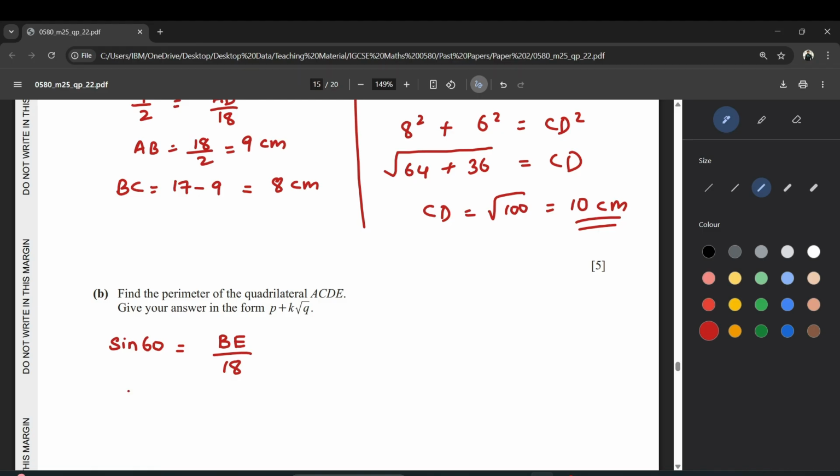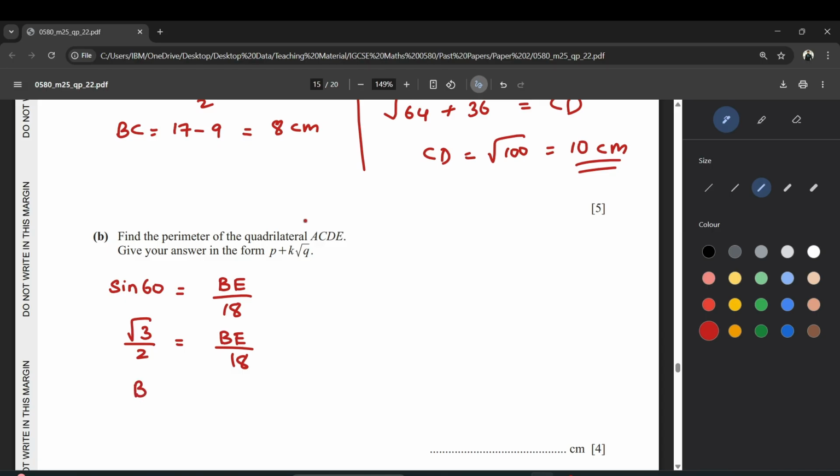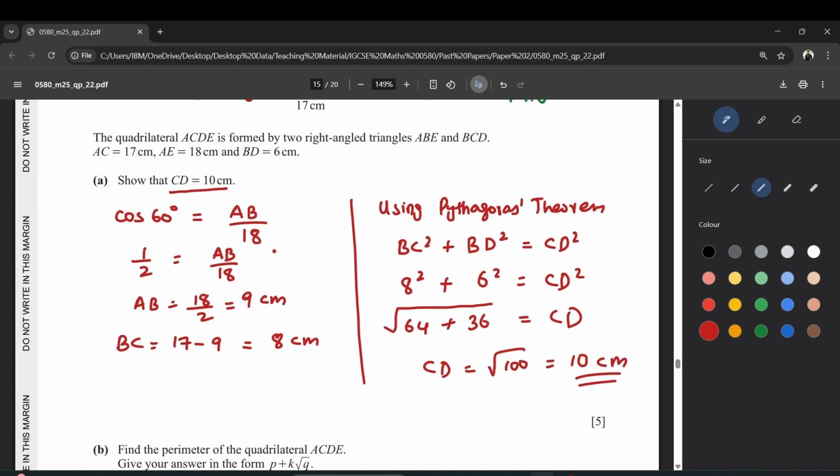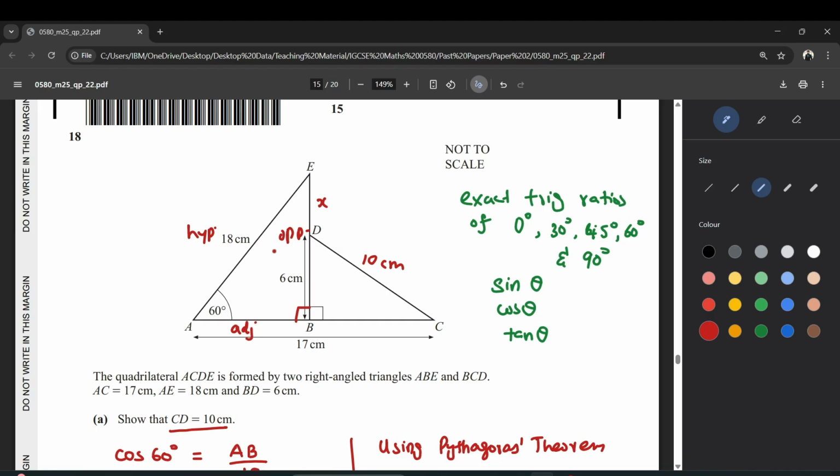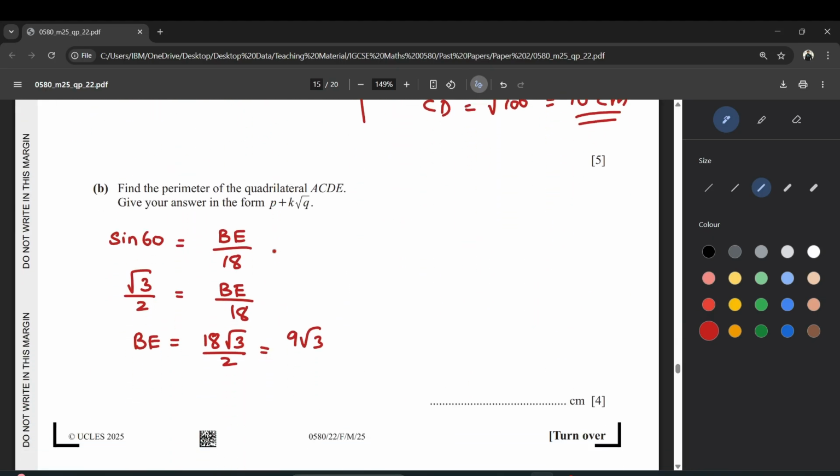Now sine 60 is root 3 upon 2 equals BE over 18. When I multiply 18 to the other side, I would get 18 root 3 divided by 2, which is equal to 9 root 3. Now that is BE, but we are not interested in BE. What we are interested in is the length ED. So I'm going to subtract 6 centimeters from BE. ED is equal to 9 root 3 minus 6. That's your length.